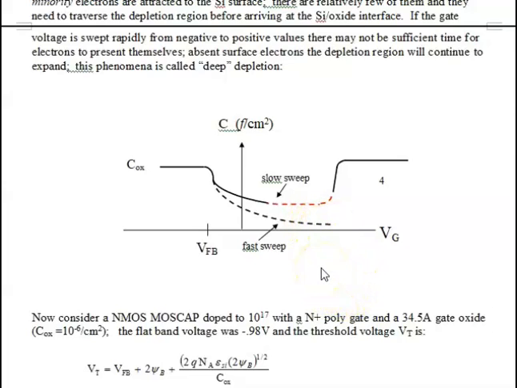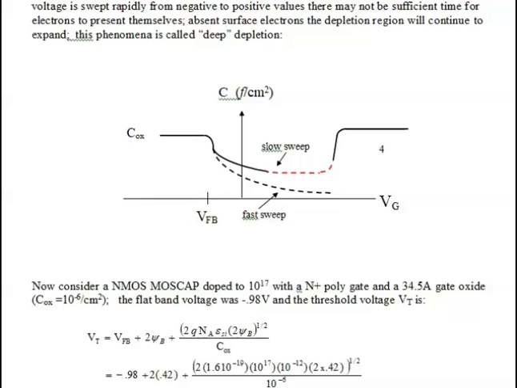If we sweep fast, we can get an idea of some other parameters. We're not going to go into that in detail, but whenever you see something that looks like this in a CV plot, you'll know that these are minority carriers, and there is a fast sweep, and they haven't had time to accumulate at the interface.